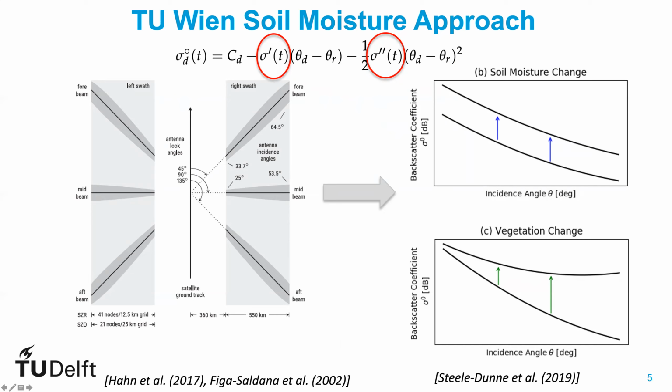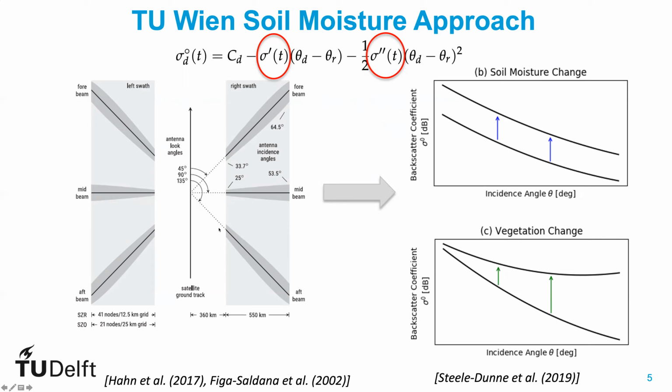In general, we assume that a change in soil moisture results in a shift of this curve, and a change in the vegetation cover leads to a rotation or a change in the slope and curvature. So we can use the incidence angle dependence of backscatter to account for the effect of vegetation on the dry reference. Each antenna observes the surface at a range of incidence angles.